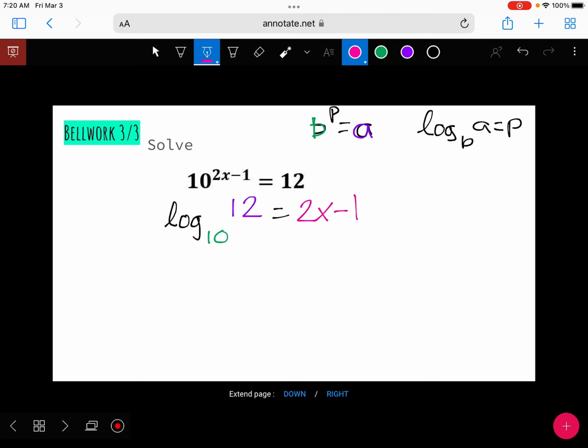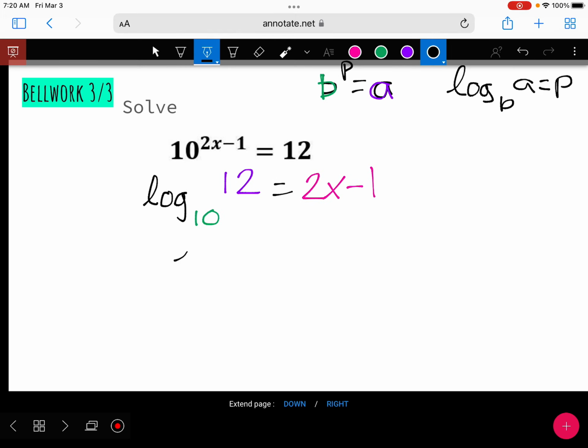When we have log base 10, do we have to put the 10 there? Because that's the common log, right? So we're going to put this as, I'm going to zoom this much. So we're going to have log of 12 equals 2x minus 1. Log of 12 is a number. It's a weird looking number, but it's just a number.